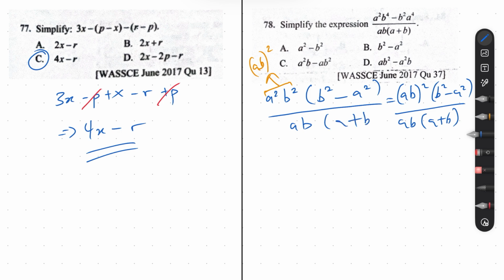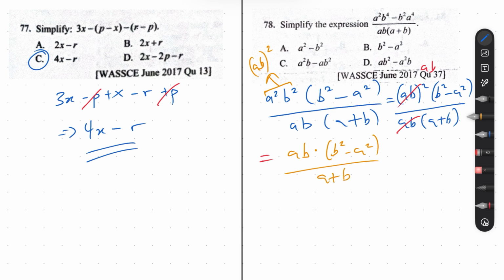Okay, cool. So what happens over here is this ab can cancel one ab at the top, because as you can see we have ab squared. What that means is ab times ab. So when we cancel one of the ab's, we are left with what? ab. So here we would have ab times into bracket b squared minus a squared all over a plus b.